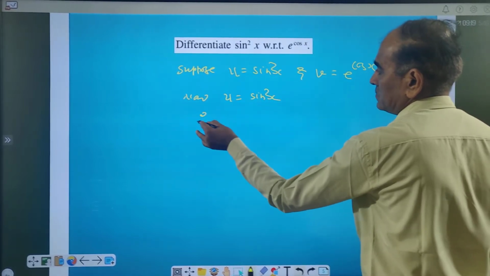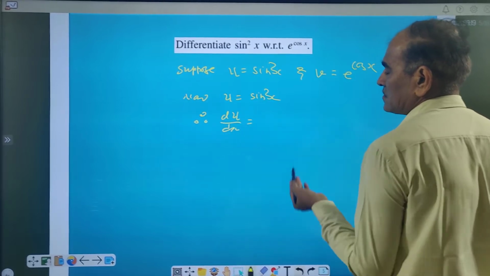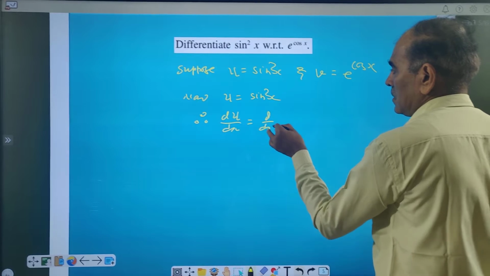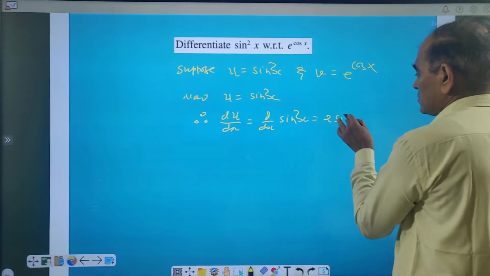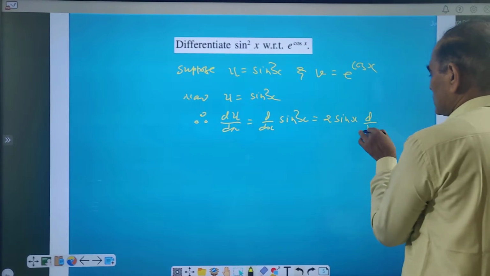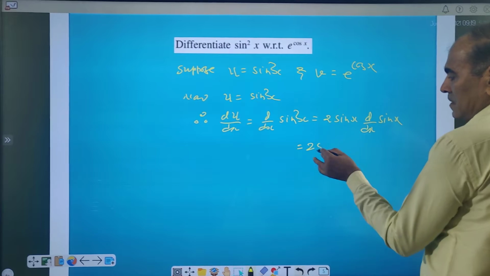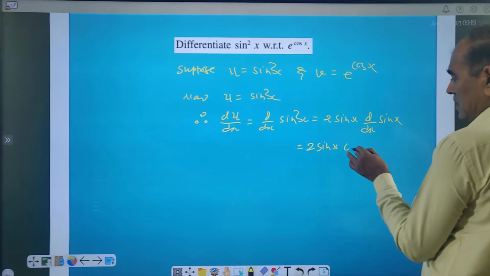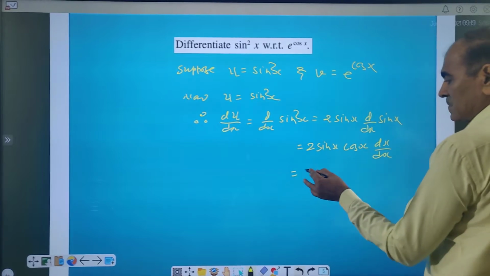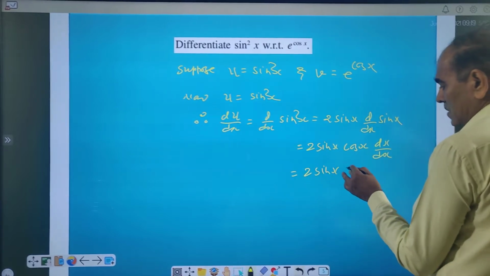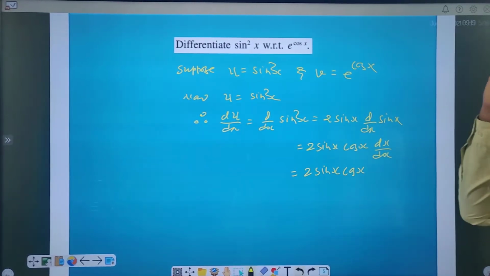Okay, so now u is equal to sine square x. What is du by dx? Please tell me. d by dx of sine square x: some function squared gives 2 times that function times d by dx of that function, that is 2 sin x cos x. So 2 sin x into cos x.